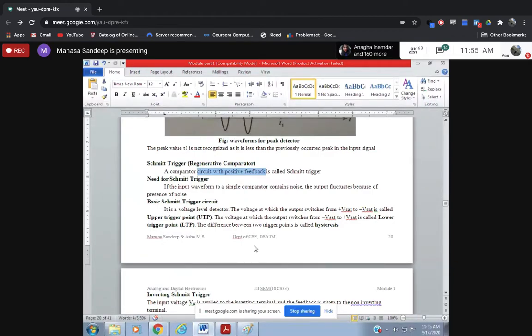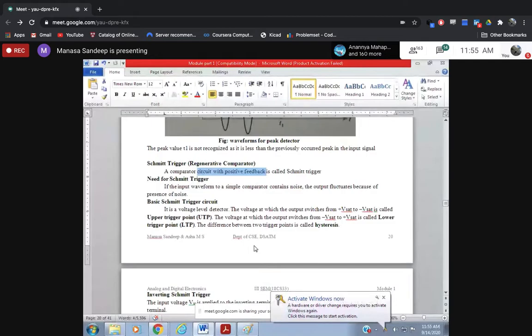So it is a positive feedback. Here in the Smith trigger, we are going to use a positive feedback. That's all you need to know. Okay, so next, why can't you do with a simple comparator? What is the need of this Smith trigger?